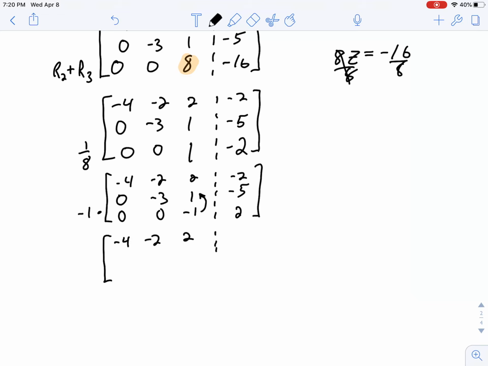That'll give me results. So 0 plus 0, of course, is 0. 0 plus negative 3, negative 3. Negative 1 plus 1, 0. 2 plus negative 5 is negative 3. And then in this blank row, I'm not going to carry this one down. I'm going to carry that one down. 0, 0, 1, negative 2.